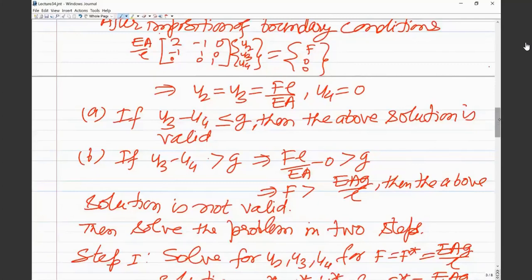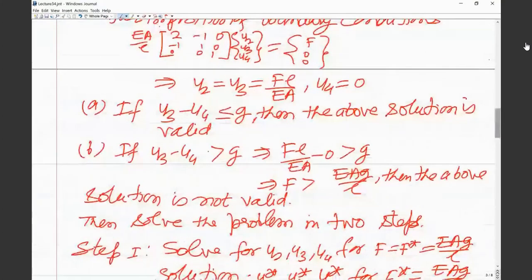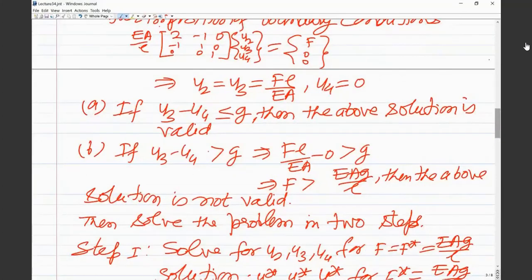Physically, I can understand how U3 minus U4 greater than G means there is contact force. U3 is more, U4 is less, and it is such a way that this difference is greater than G. So then the contact basically gets established. Okay.